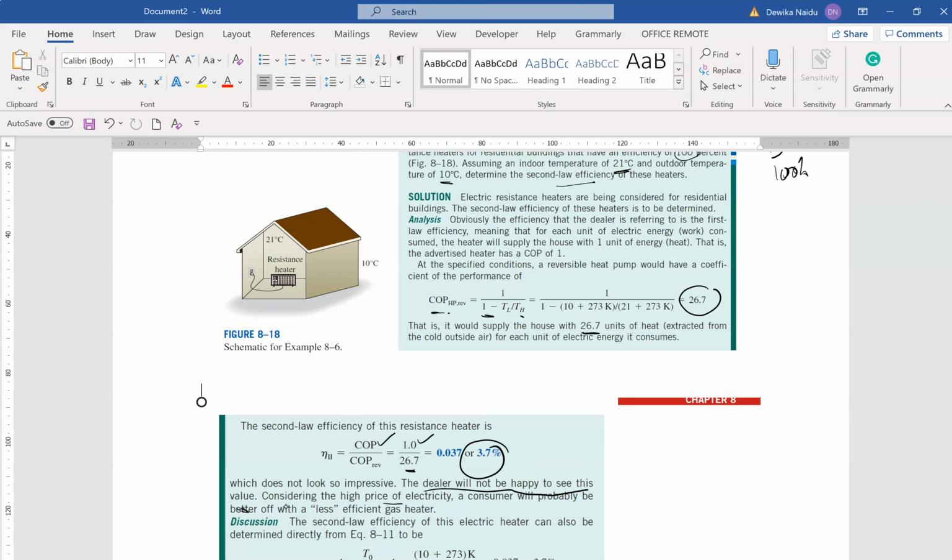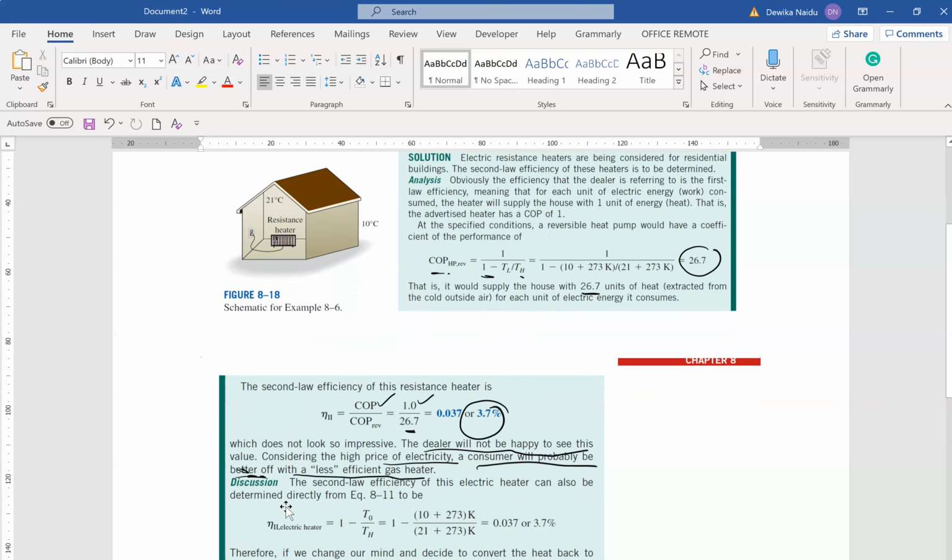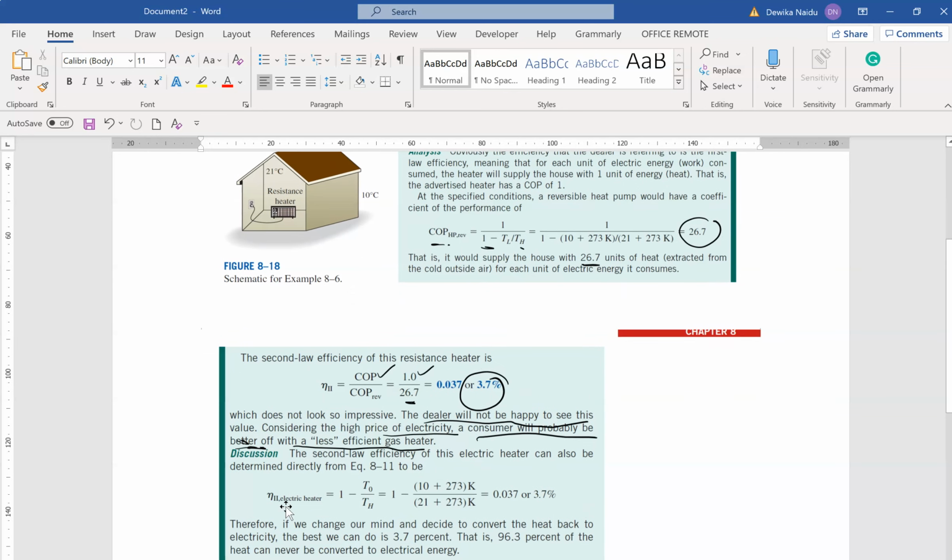Consider the high price of electricity. A consumer will probably be better off with a less efficient gas heater. So this is the reason why we use this calculation. In discussion 5, the second law efficiency of this electrical heater can also be determined directly from the equation, 1 minus T naught over TH, which is also 3.7%.